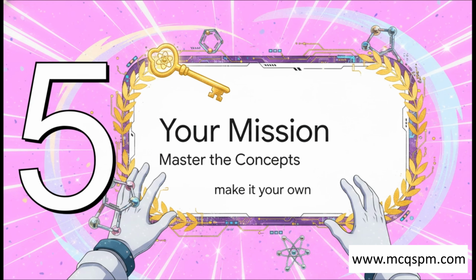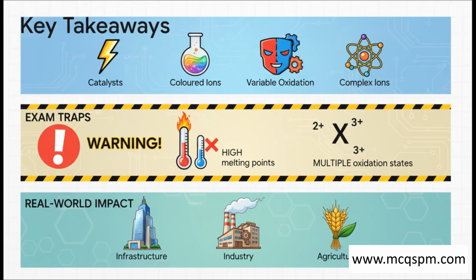So there you have it, a full-on breakdown of transition elements. Your mission now, should you choose to accept it, is to take all of this knowledge and really make it your own. Okay, let's do a quick-fire recap of what you absolutely have to remember. First, the 4 superpowers: catalysts, colors, variable oxidation states, and complex ions. Second, do not fall for those exam traps. They have high melting points and multiple oxidation states. And third, always remember the real-world connection. These elements are essential to our way of life.